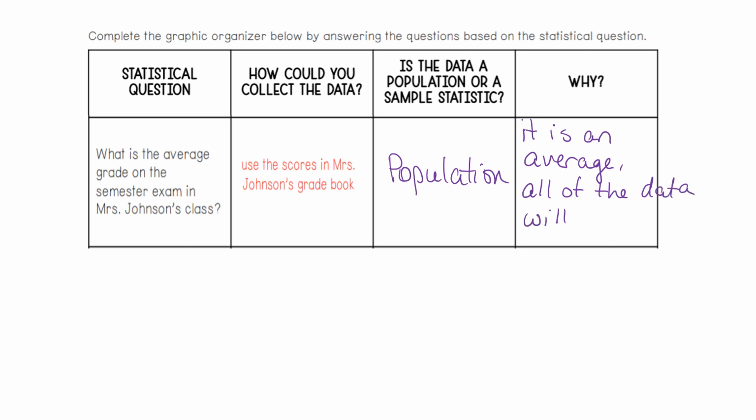Will be included. So again, if I'm taking the average, I would include all the grades and then divide by the number of grades we had.